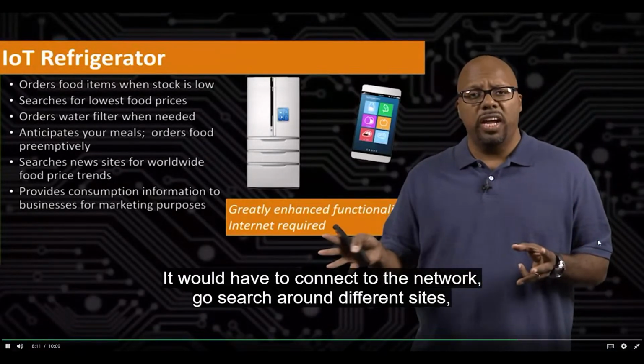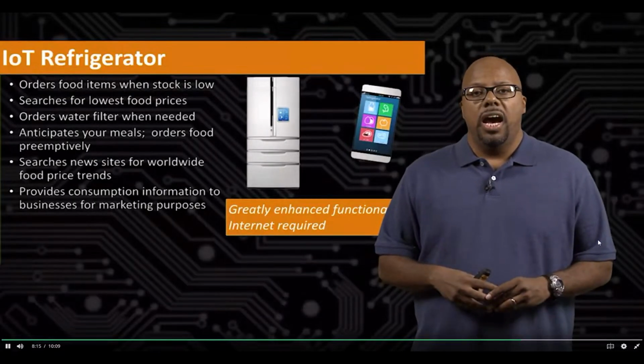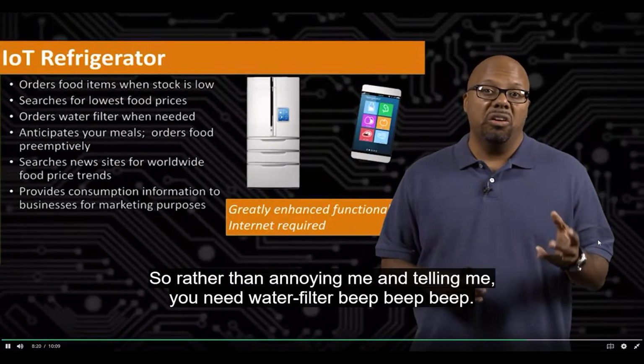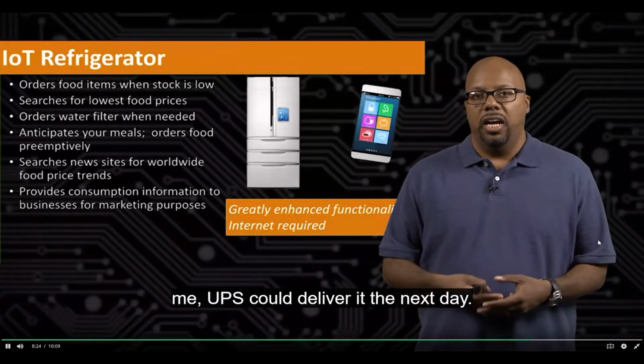We have to connect to the network, go search around different supermarket sites, find the different prices, compare them, and so on. It could order a water filter when you need one. So rather than annoying me and telling me I need a water filter, beep, beep, beep, it could just go and order that, and UPS could deliver it the next day.